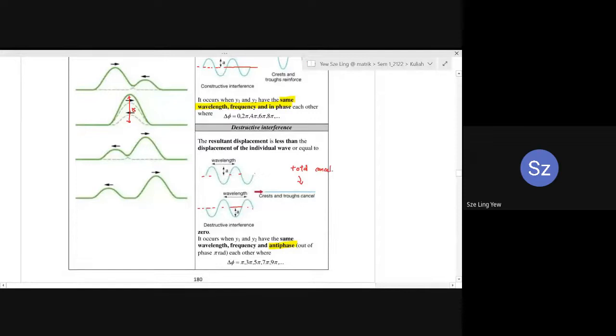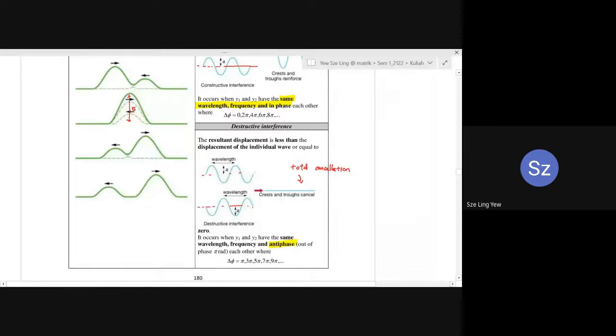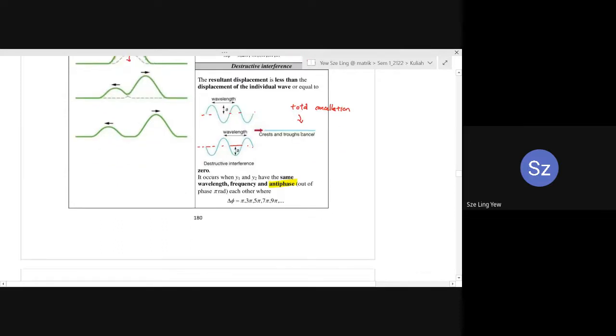Total cancellation. A and A, they cancel with each other. Of course, this happens because they have the same amplitude. If they have different amplitudes, of course, you will still have some amplitude in the resultant wave. This is a total cancellation just because they have the same amplitude. These two anti-phase waves have the same amplitude, so they experience total cancellation. So basically, that is our destructive interference. So we have constructive, we have destructive. Now, what are we going to see?